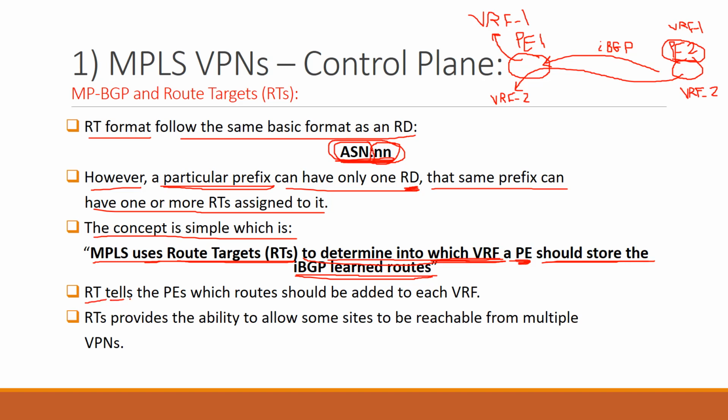Route target tells the provider edges which route should be added to each VRF, as we discussed here. So route targets provide the ability to allow some sites to be reachable from multiple VPNs, and we will not discuss it here just for simplicity. But if you learn the concept, you can do whatever scenario you want to use. And this is how route targets are used with multiprotocol BGP.